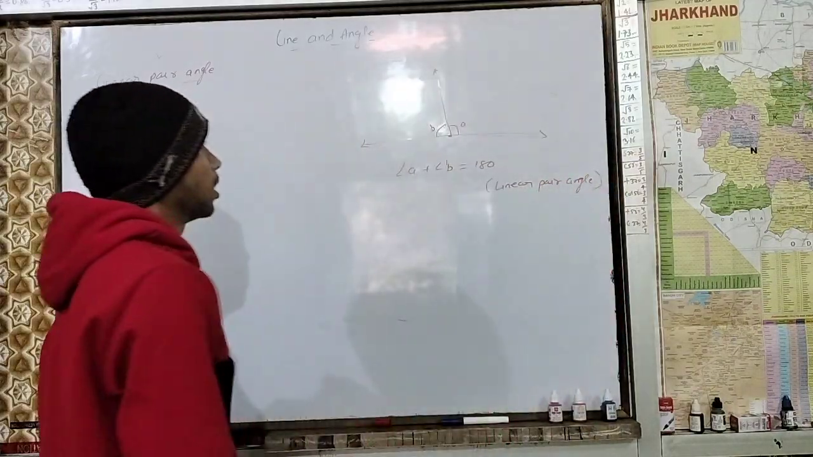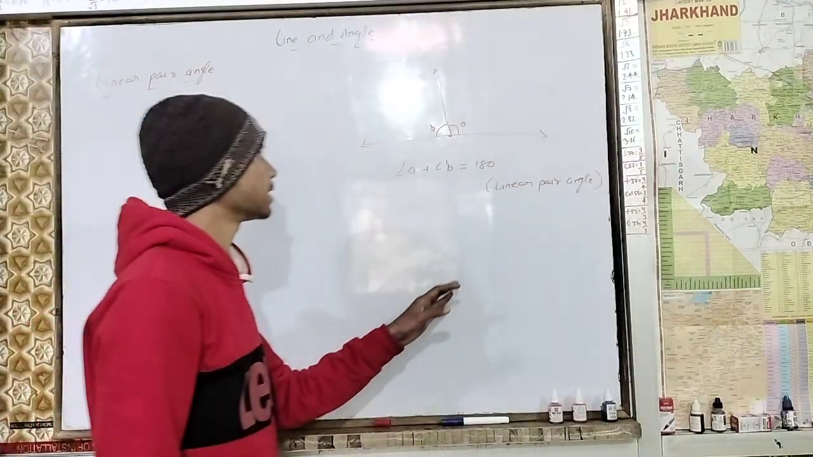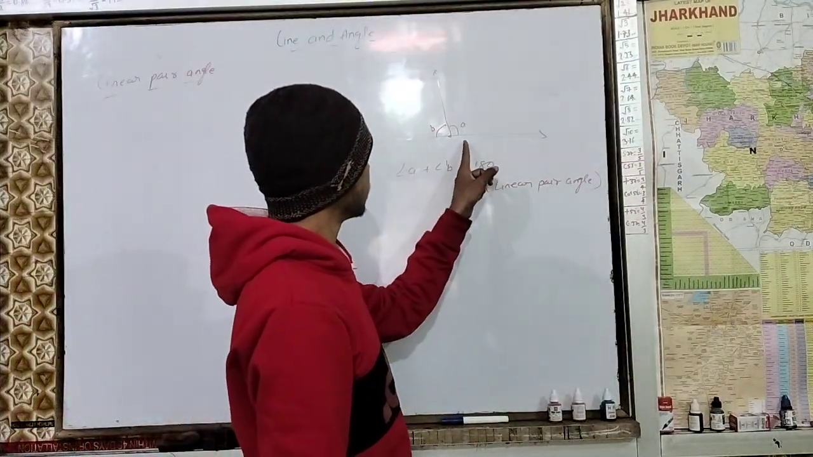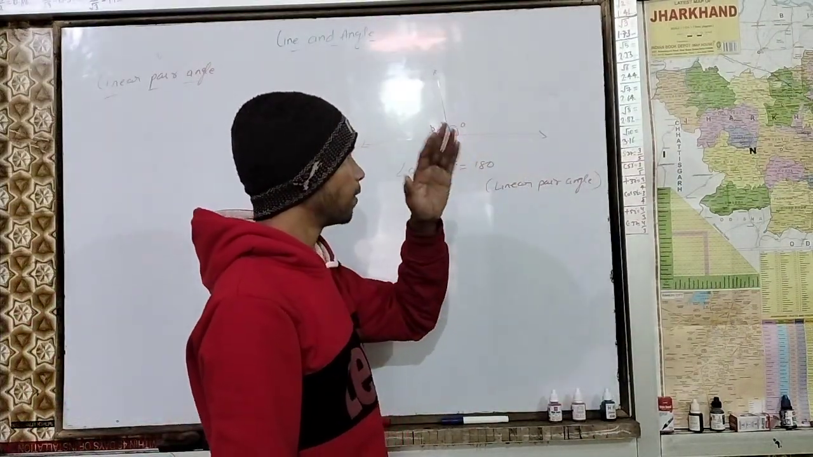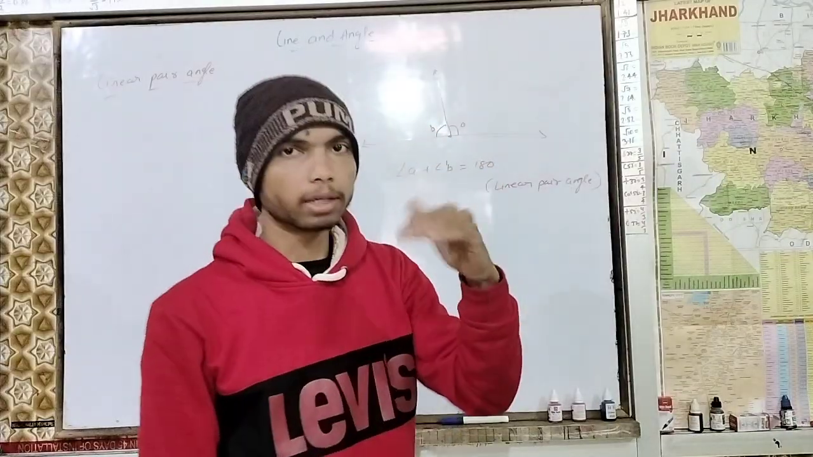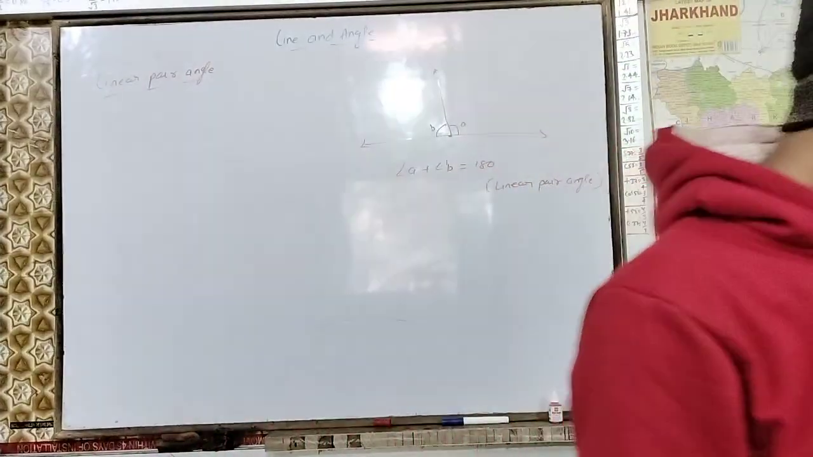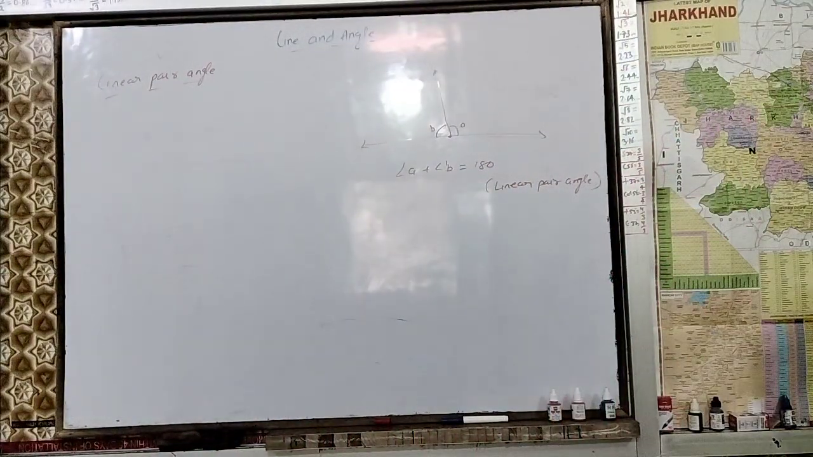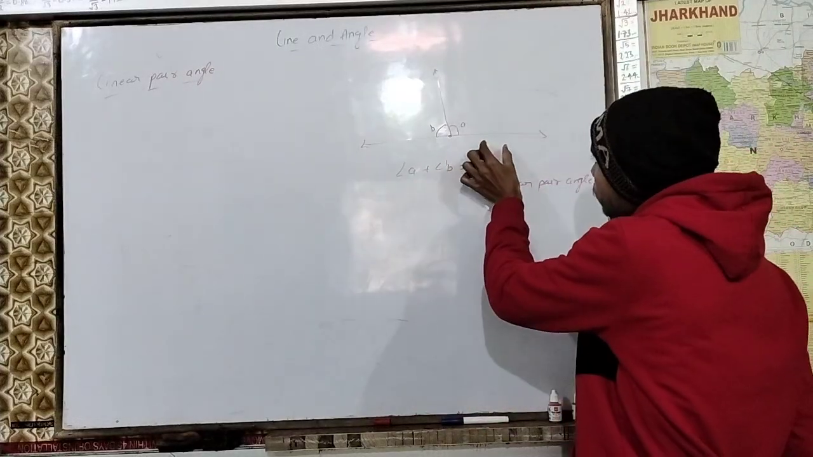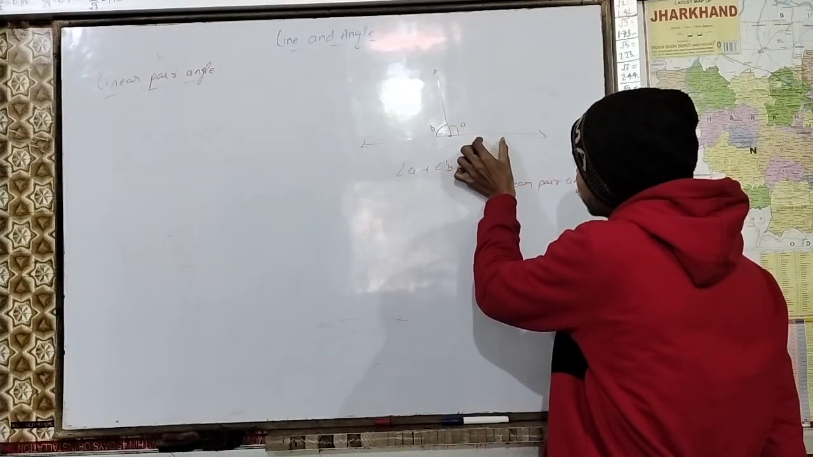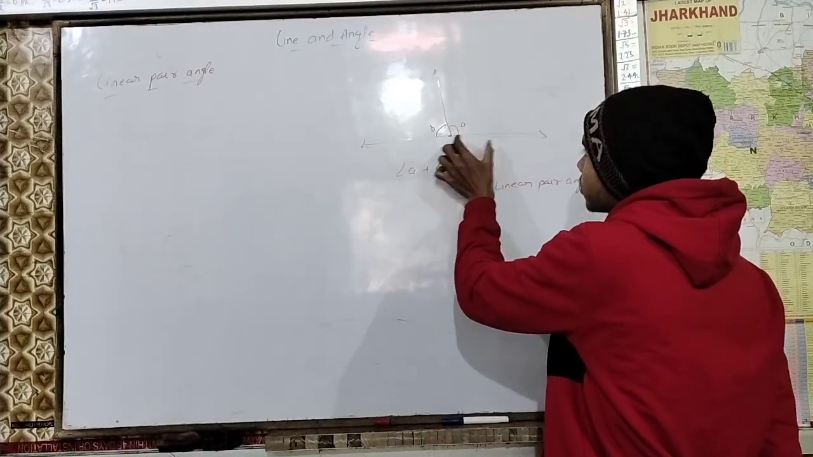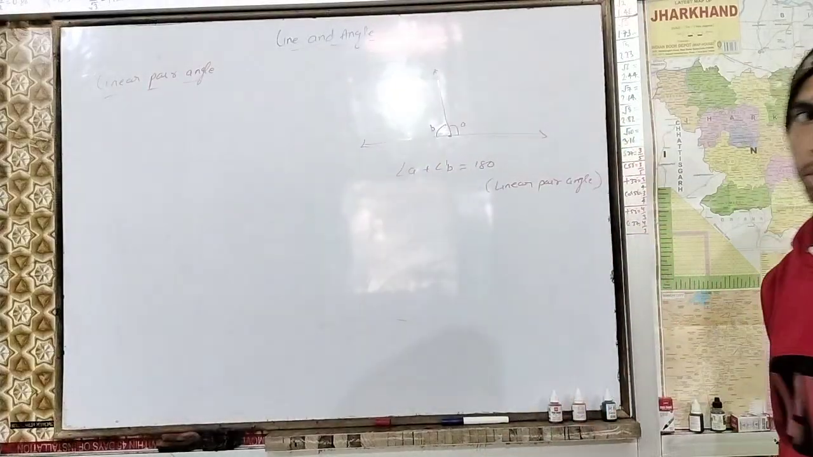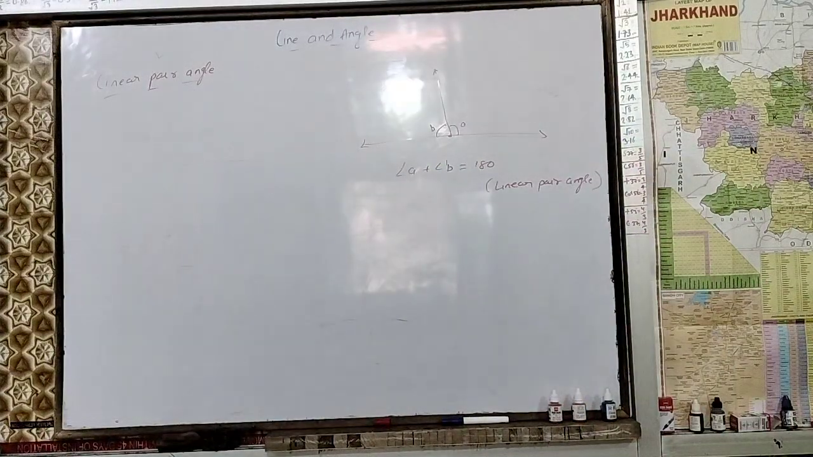Now when it comes to adjacent angles, this will be our adjacent where common arms are none. Here this is a common arm, and the other arms are opposite to each other. This will be our adjacent angle.